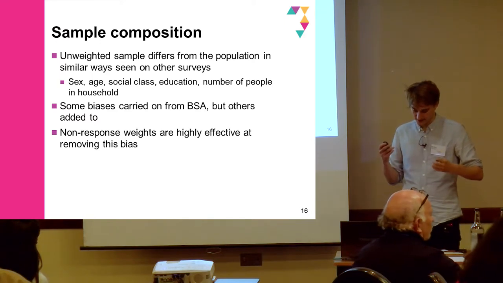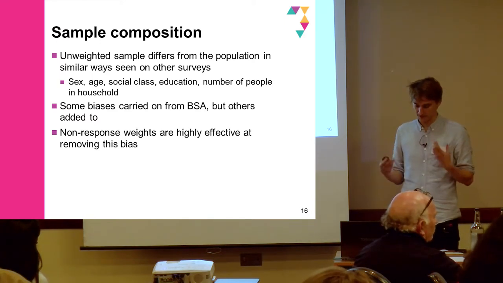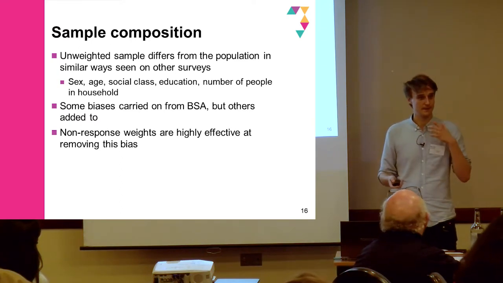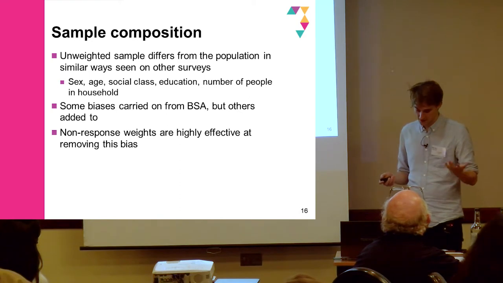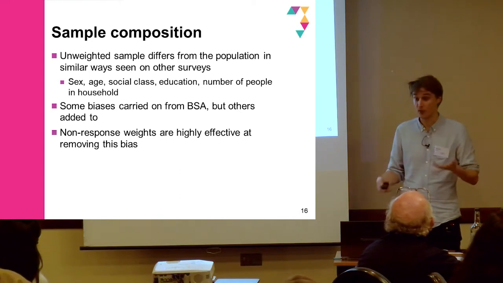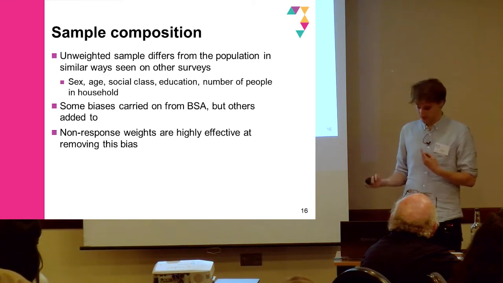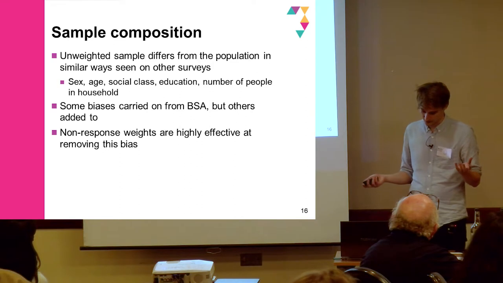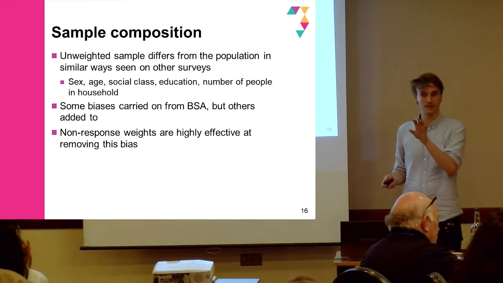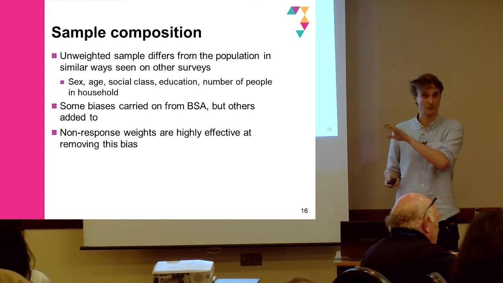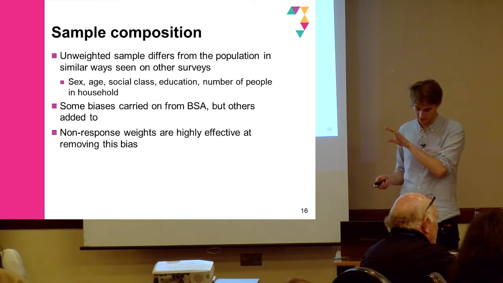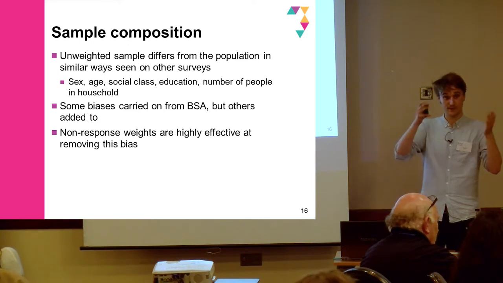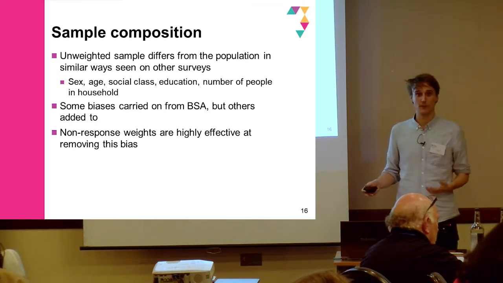So we can see, for example, people that take part in panel surveys are more likely to be women, more likely to be older, more likely to be in managerial and professional occupations, have a degree, and own their own home. But actually, for the most part, these kinds of biases are the ones that we see in all of our survey samples and are really just a continuation of the original existing bias when people took part in the British Social Attitudes Survey.